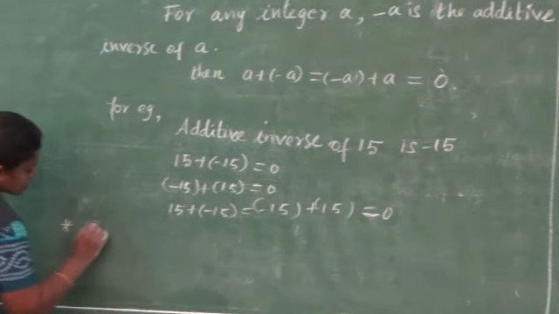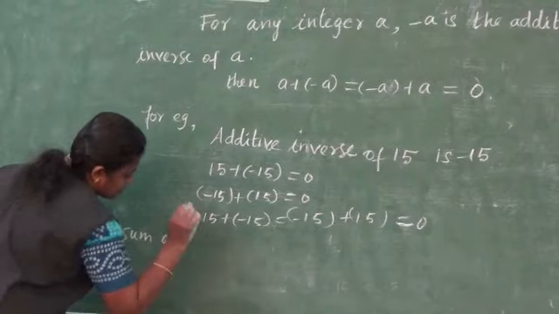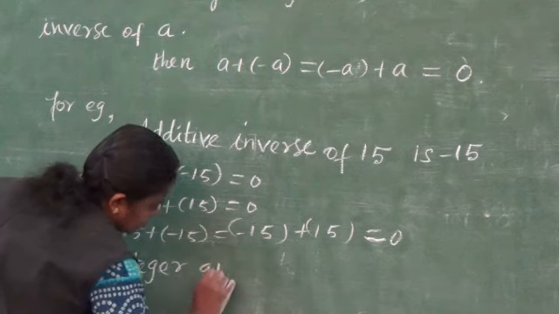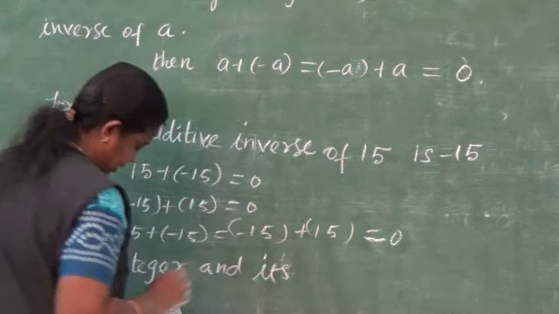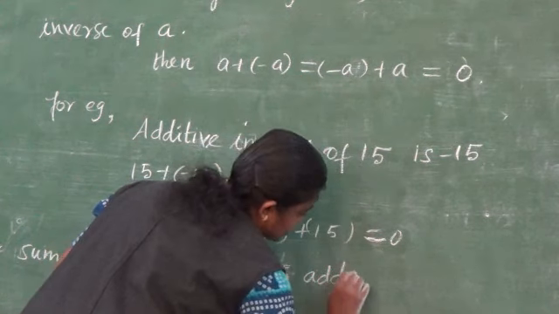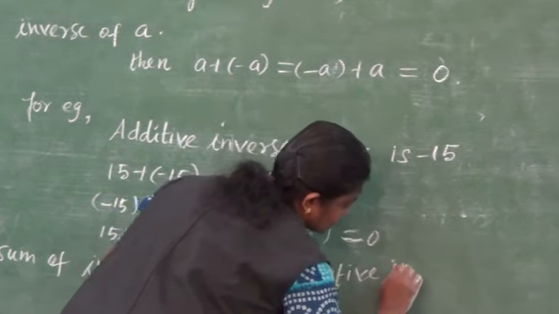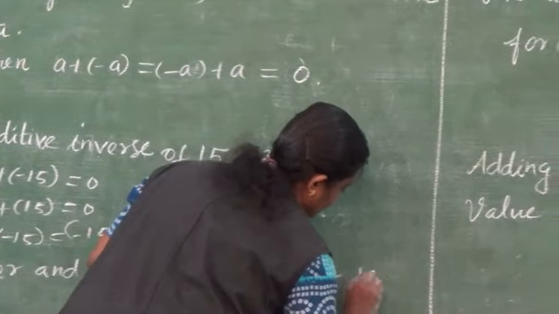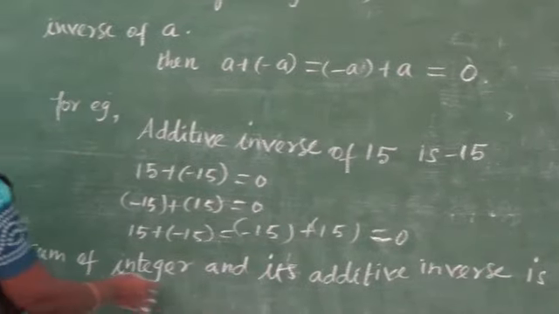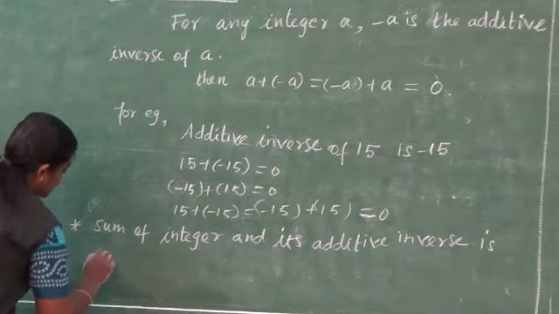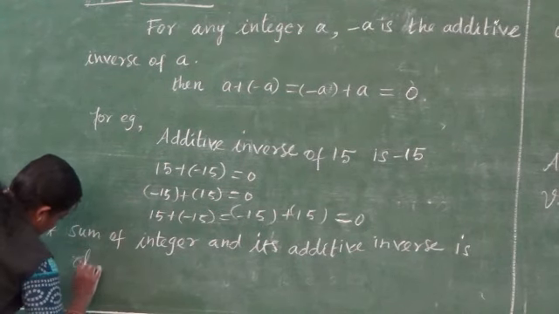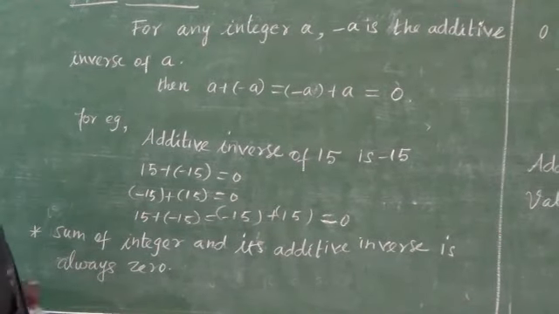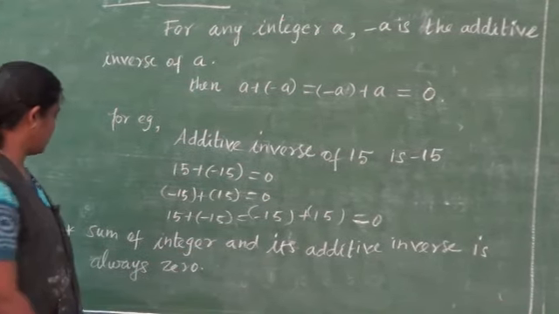So the sum of an integer and its additive inverse is always 0. Sum of an integer and its additive inverse is always 0.